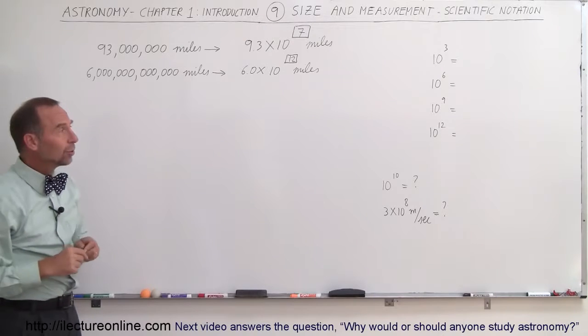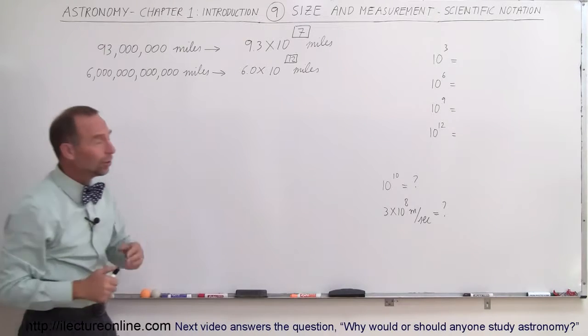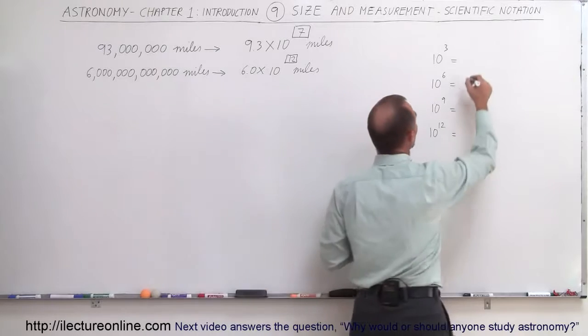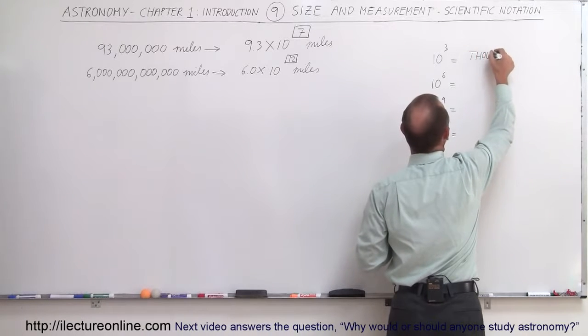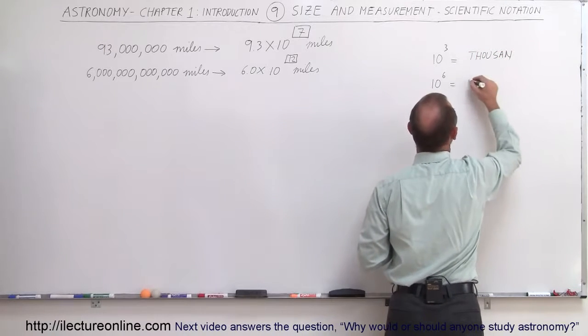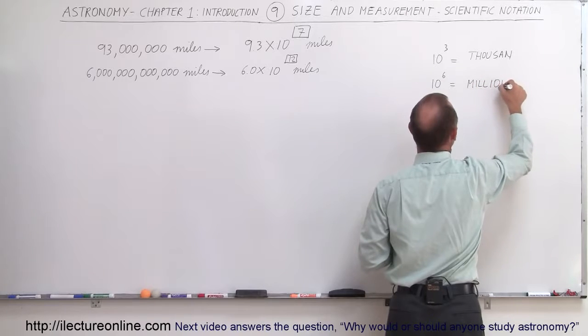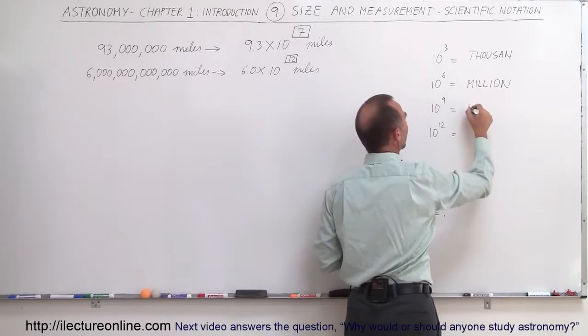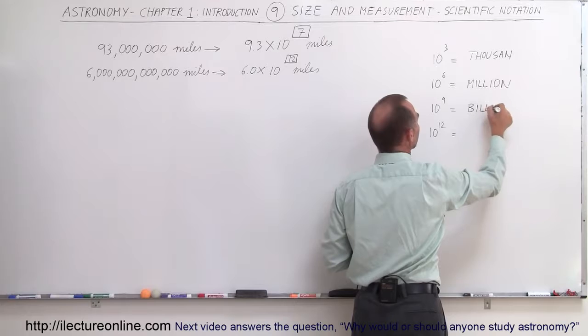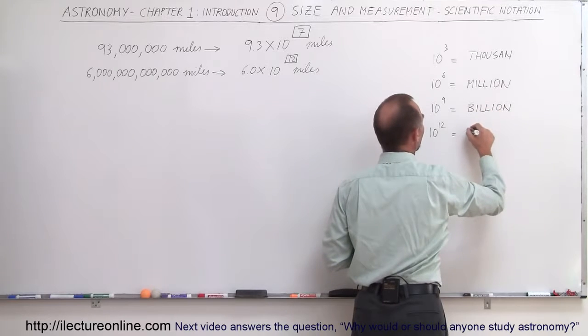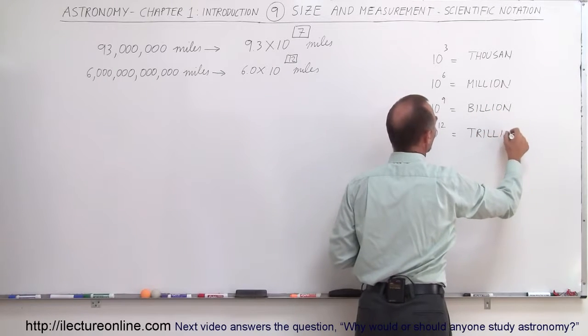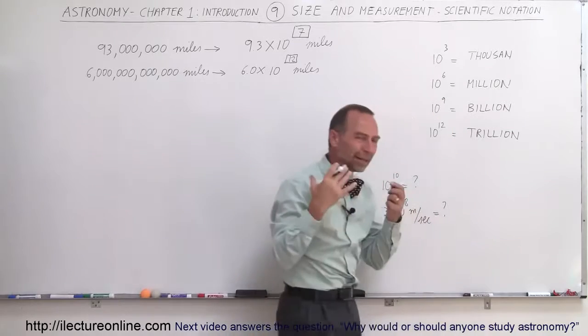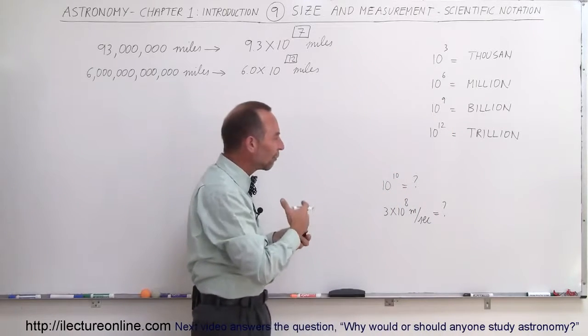A good rule of thumb to use is whenever we see 10 to the 3rd, well, that would be equal to 1,000. If we see 10 to the 6th, that's equal to 1,000,000. If we see 10 to the 9th, that's equal to 1,000,000,000. And 10 to the 12th is equal to 1,000,000,000,000. So that way we can, in our mind, very easily go from one to another.